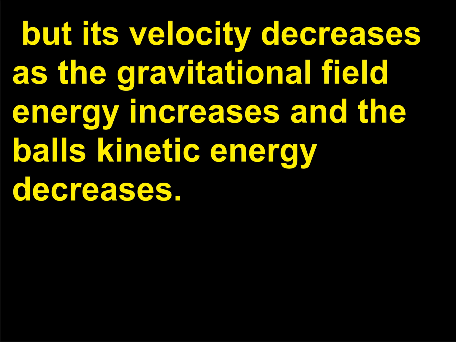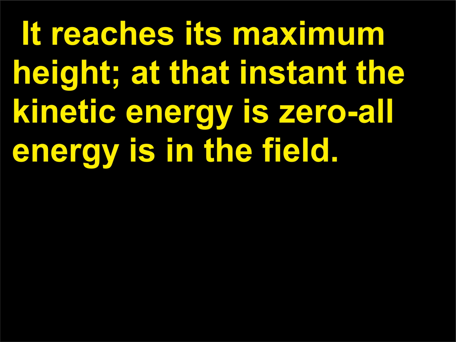Once you let go of the ball, it continues to rise, but its velocity decreases as the gravitational field energy increases and the ball's kinetic energy decreases. It reaches its maximum height. At that instant the kinetic energy is zero, all energy is in the field. On its way back down it speeds up, so its kinetic energy increases but the energy stored in the gravitational field decreases.